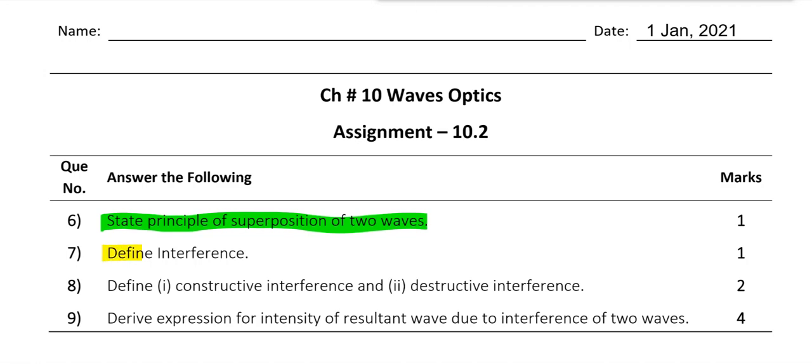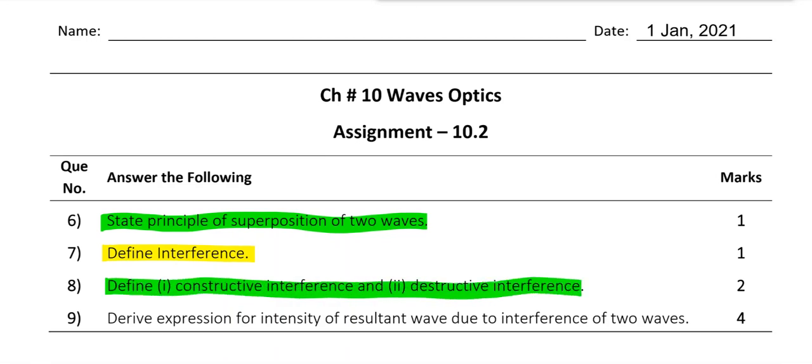The second question is define interference, and next one is define constructive and destructive interference. Fourth one we'll see in next video. So let us start with superposition and interference of two waves.